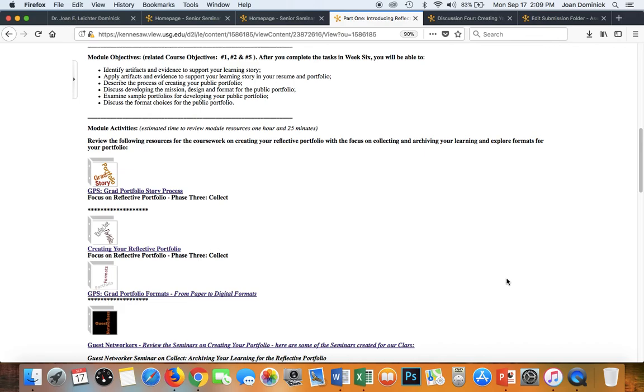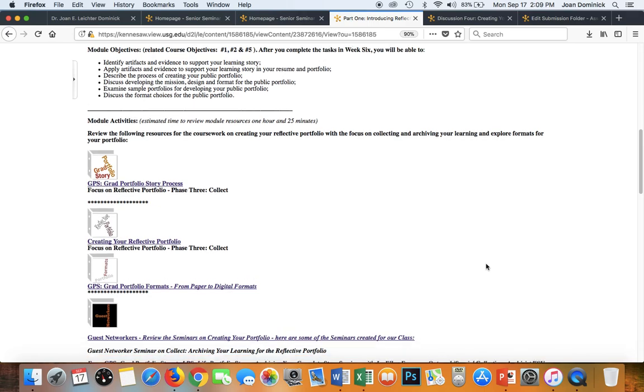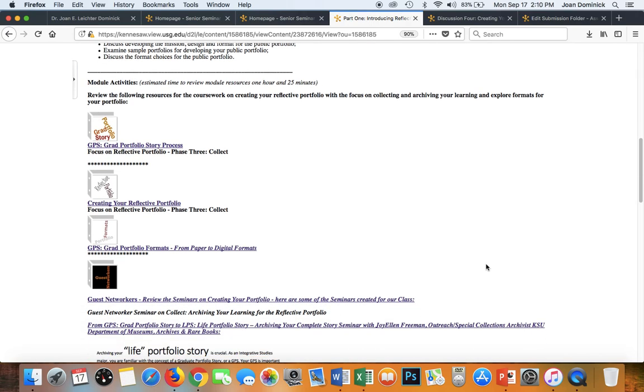Here are the module activities for this week. They should take you about an hour and 25 minutes. I've included 4 of our ebooks. The first one is, again, take a look at the grad portfolio story process. And as I said, review the following resources for the course on creating your reflective portfolio, with the focus on collecting and archiving your learning and exploring formats for your portfolio.